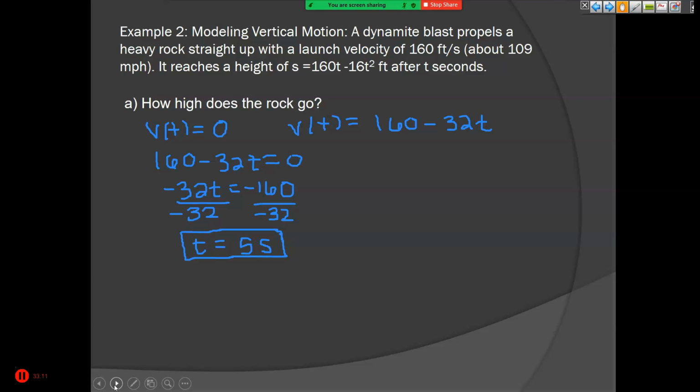So it's 5. The velocity will be 0 at 5, or the rock will reach its max height at 5 seconds. That t of 5 is not our answer. It says, how high does the rock go? So you have to take 5 and plug it back into height.